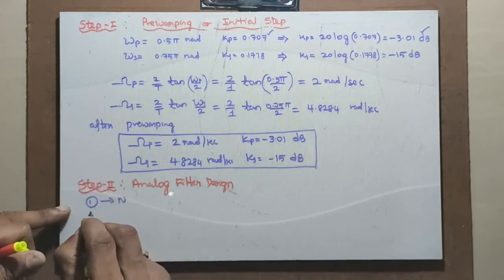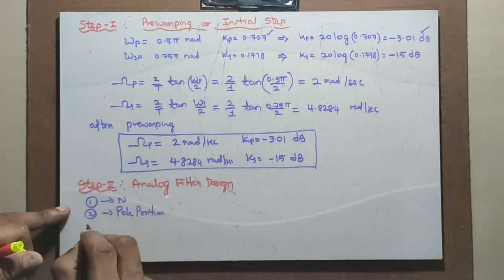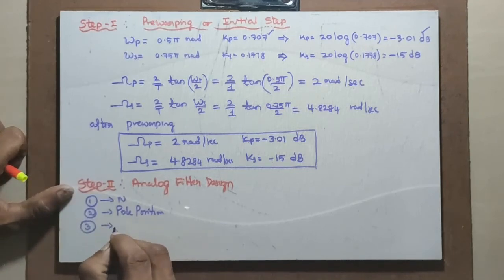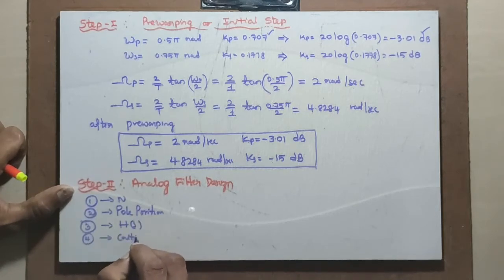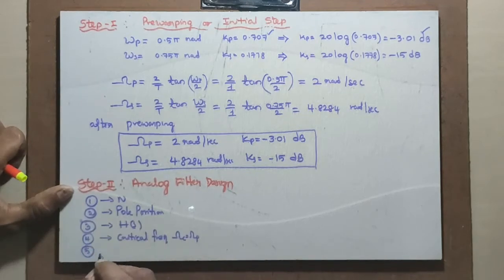Order finding. Step 2, pole position. Step 3, you are supposed to find out H of s, or the filter polynomial. What is the 4th step? The 4th step is the critical frequency, or Ωc, or sometimes it is equal to Ωp also. 5th step, transformation, or low pass to low pass transformation, LPF to LPF.